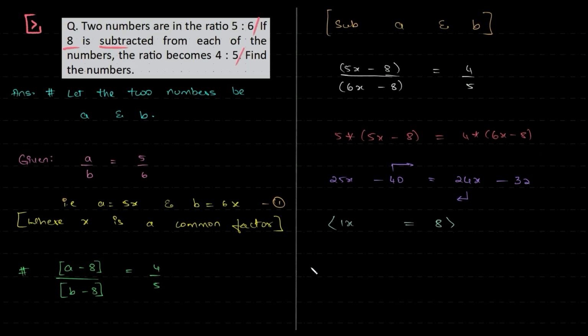Therefore the numbers are 5 into 8, that is 40, and 6 8s are 48. That's it. Understood? So that's how you figure it out. The main thing over here is this part of the answer. That would be your star. If not, everything else is quite simple.